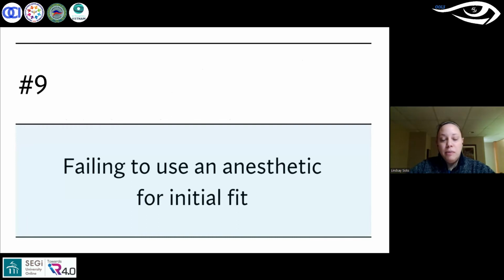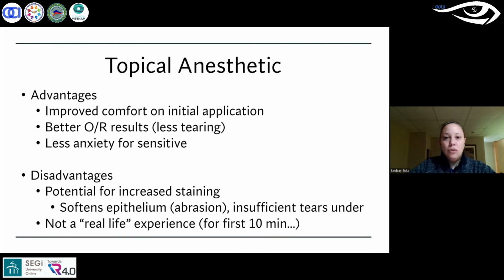So the number 9 here would be failing to use a topical anesthetic for your initial dispensing visit. I pulled this concept over from corneal GP, or corneal gas permeable rigid lens fitting. I think it's a similar application here with orthokeratology lenses, which again are the same material. Your topical anesthetic is going to provide improved comfort on initial lens application. I also find it's very helpful to get us a good over refraction result.